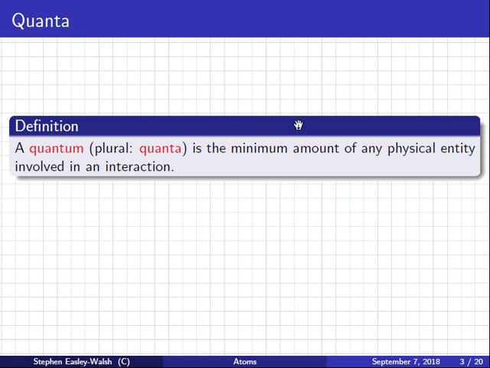So, I'll give you an example. In chemistry, what's the smallest amount of a material you can have? It's the atom. What's the smallest amount of hydrogen gas you could have? Well, I suppose it would be one hydrogen atom. You couldn't have half a hydrogen atom, right? What's another example?